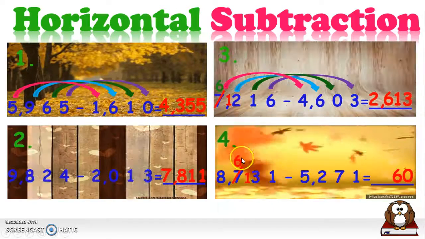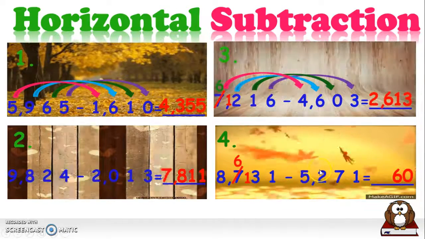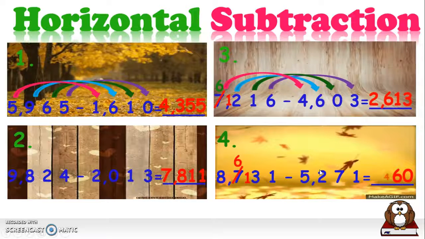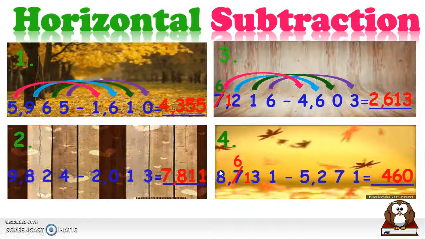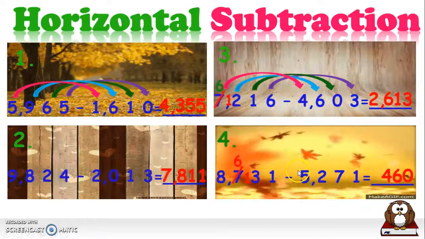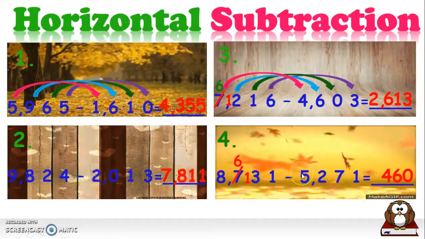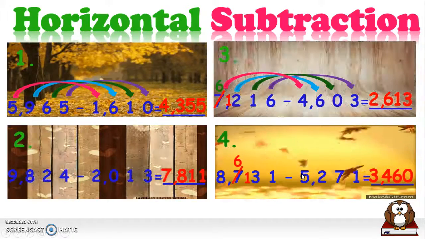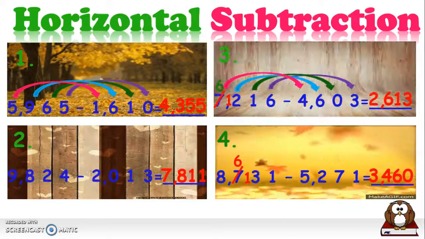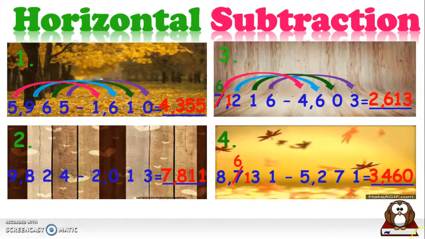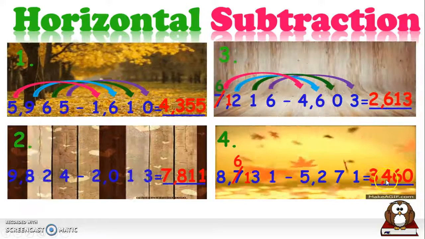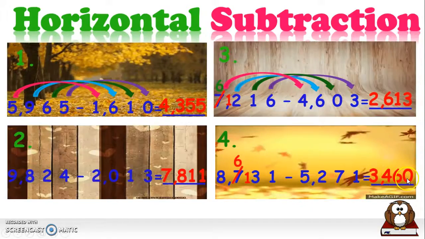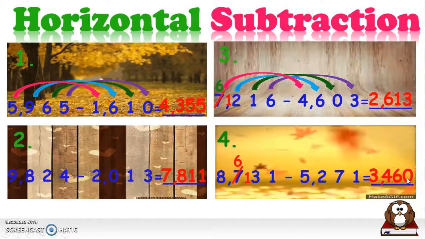Hundreds place is 6 minus 2, from left to right. The answer is 4. And for thousands place, doing it from left to right, thousands minus thousands is 8 minus 5 equals 3. Also, writing the comma after 3 digits. The answer for number 4 is 3,460. So this is where we end the lesson.